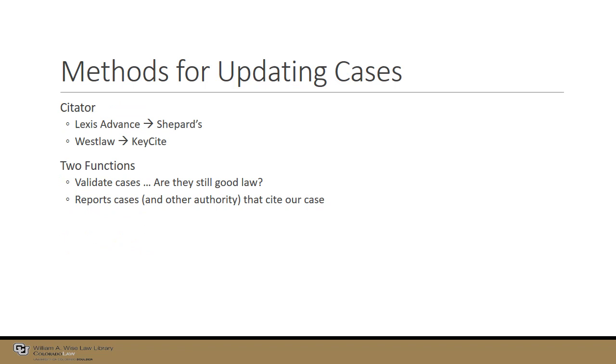For updating cases, the method is really to use the tool that is a citator. There are two that are available to us. Lexis Advance has one called Shepard's. It's the older of the two tools, originated in print. The newer one produced by Westlaw is called KeyCite. They're both equally effective, and they have two functions. One is, as I said, to validate cases to make sure they're still good law, but they also report cases that cite to our case and they help us extend or expand our case law research.